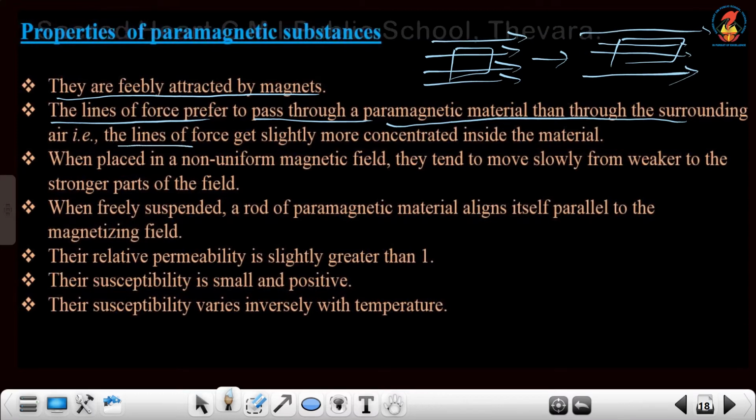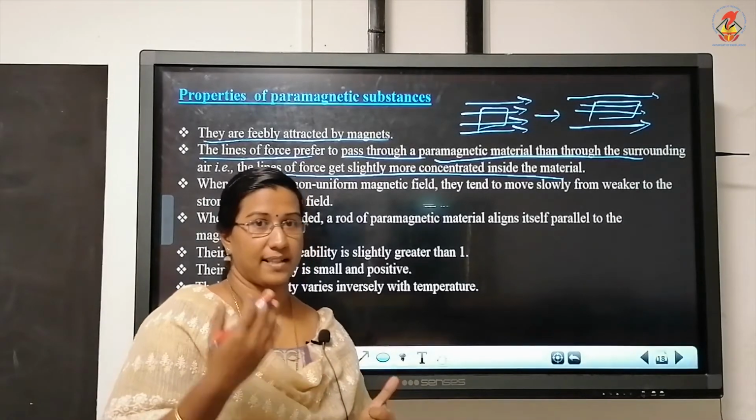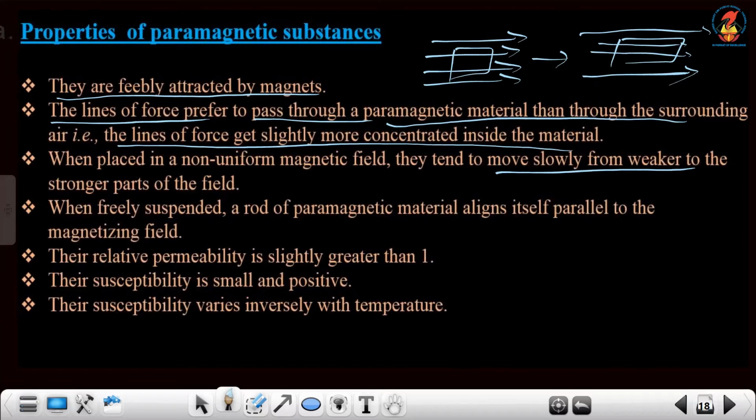Which means the lines of force get concentrated more inside the material. Now, if I am keeping my paramagnetic material in a non-uniform field, definitely it is attracted by the external field. So, it will slowly move from a region of weaker field to a region of stronger field. And a freely suspended paramagnetic material aligns itself parallel to the magnetizing field.